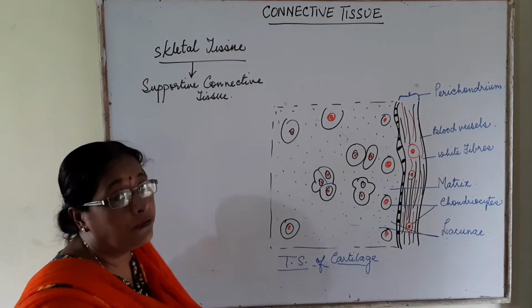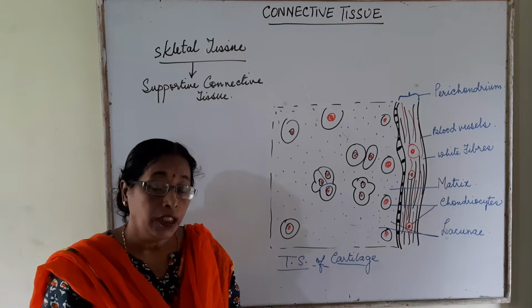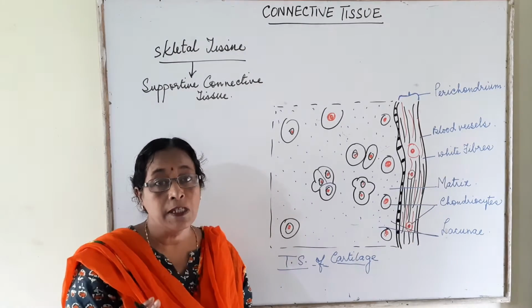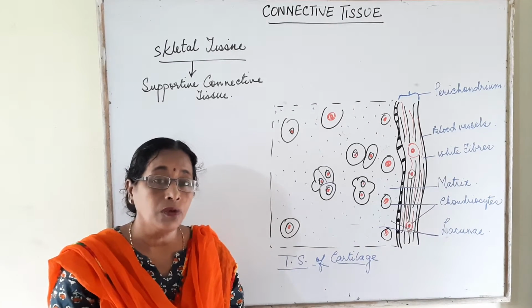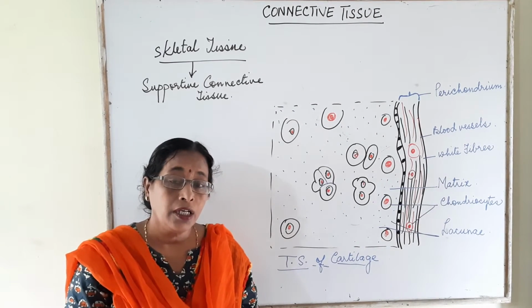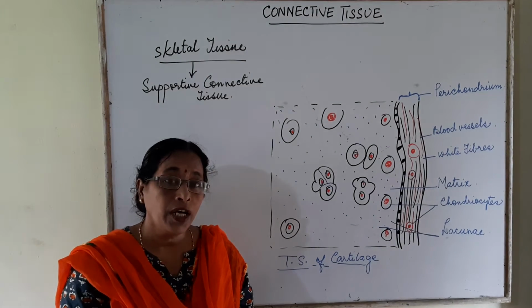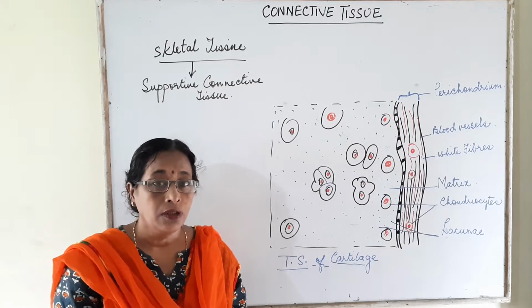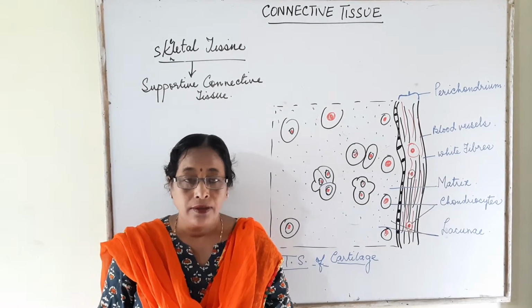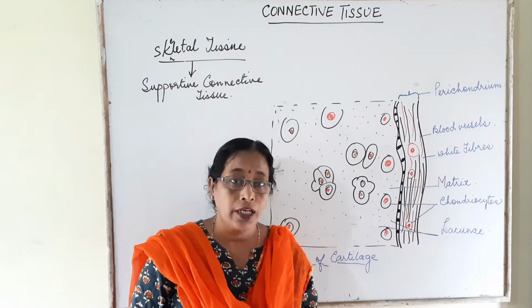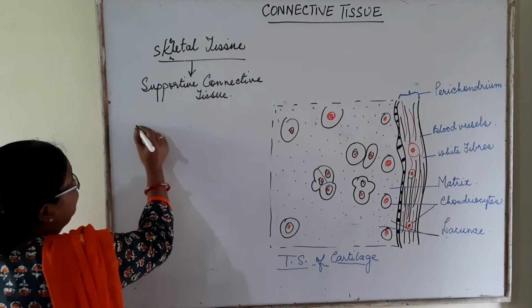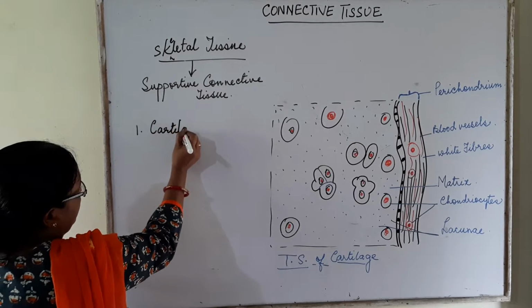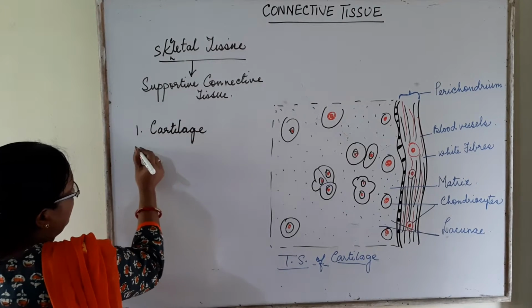The matrix of the skeletal tissue is rigid and the living cells are scattered in space-filled cavities that are known as lacunae. The skeletal tissue provides support to the body. It forms the endoskeleton. The skeletal tissue is of two types. It comprises of, first, cartilage and bone.